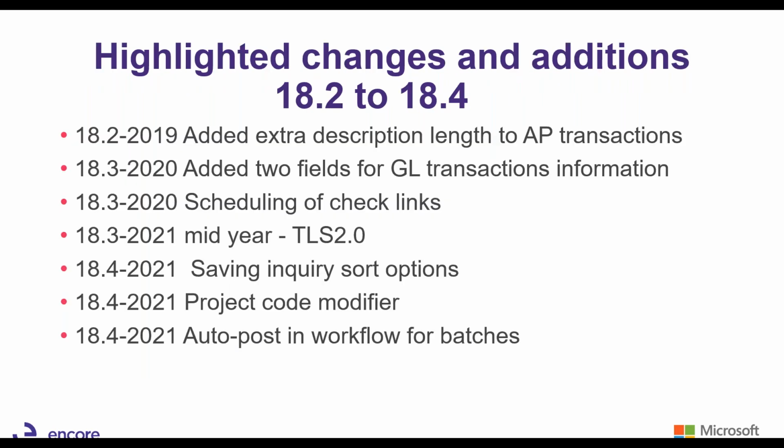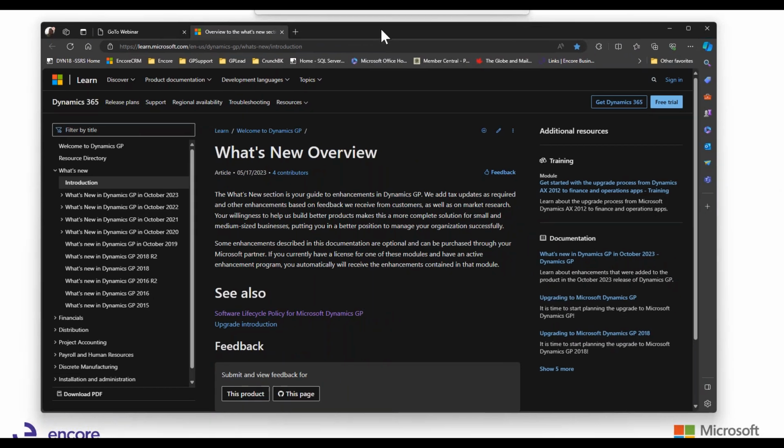So, highlighted changes. The first thing I want to do is show you what that website looks like. This website is called What's New. Inside here, you have a list of what is new for each of these different releases, all the way back to 2015. So this was 14, this was done in 15, this was 16, 17, 18, then 19, 20, 21. Each one of these is one year apart from each other all the way back.